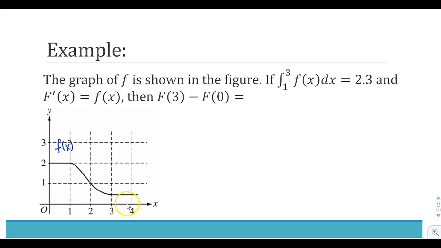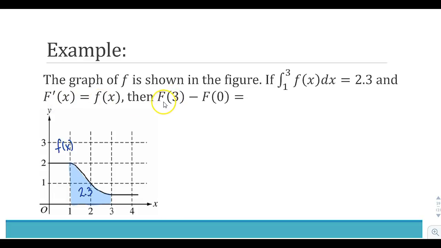So the integral from 1 to 3 of f of x, this was f of x, so the area under the curve from 1 to 3 is equal to 2.3. So I'm going to highlight that region from 1 to 3, the area under the curve. All of this is equivalent to 2.3. And we're told that big F prime of x is equal to little f of x.